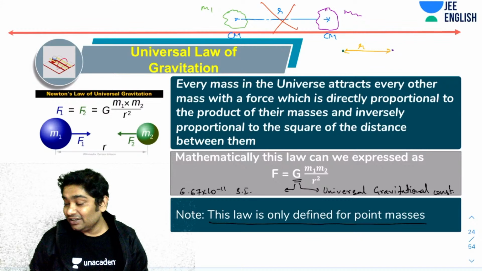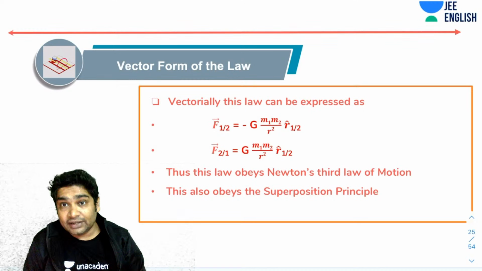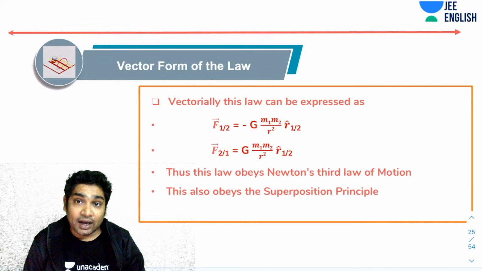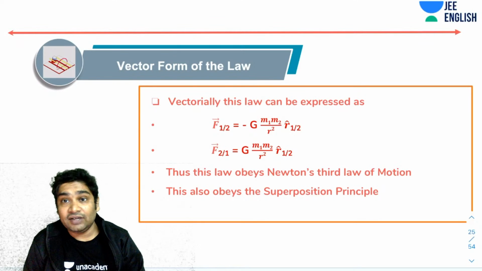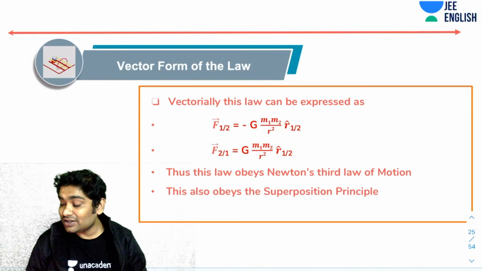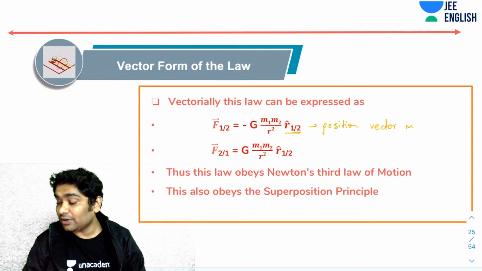Now moving forward, we can discuss the vector form of the law. Vectorially, this law can be written as the force on object 1 due to 2 would be minus G m1 m2 over r square times r of 1 with respect to 2, where this is the position vector of m1 with respect to m2.